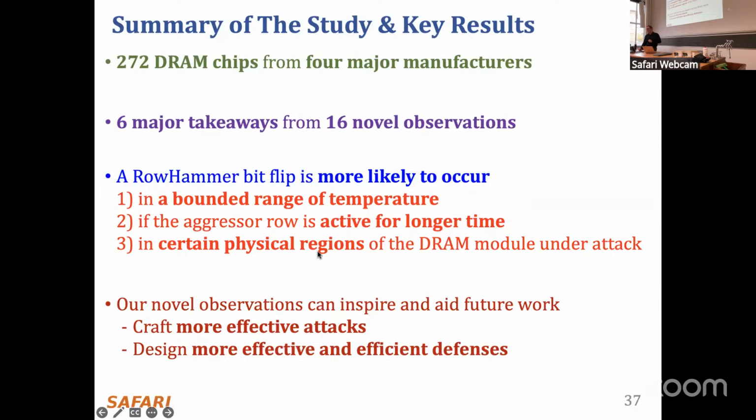And the third one is that in certain physical regions of the DRAM module, a bit flip is more likely to occur. This is basically variation, due to manufacturing variation. Some cells or some physical regions are more vulnerable to RowHammer, and some are less vulnerable. And as I said, if you know which parts are vulnerable as an attacker, you can target those places, right? As a defender, you can protect those vulnerable places more than you protect other places. Then you can make your solution more efficient because you don't protect everything equally.